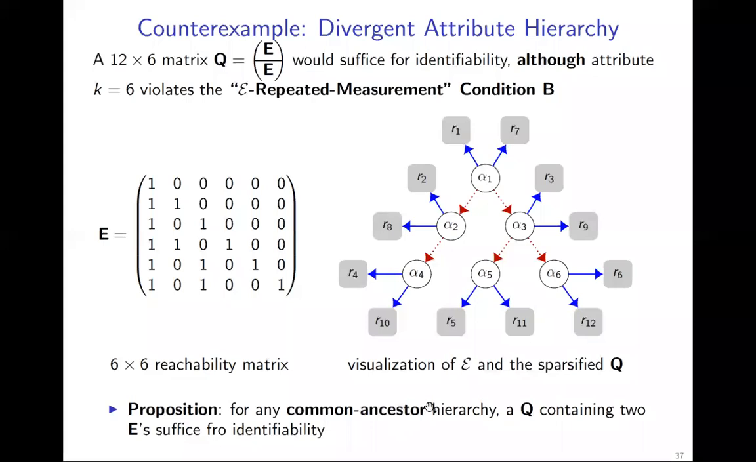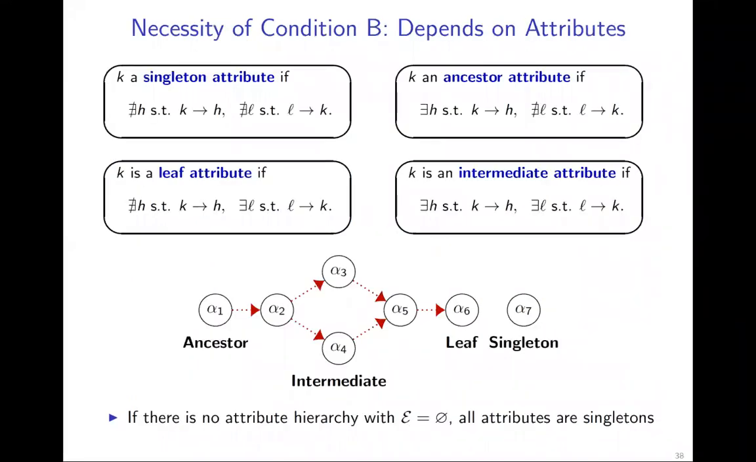A common ancestor hierarchy just means that there exists some attribute that serves as a prerequisite for all the remaining attributes. Indeed, the previous 4 types of attribute hierarchies in Leighton et al. all belong to the common ancestor hierarchy family. So this motivates us to look more closely at the different roles played by different attributes in the graph. And here are the 4 categories of attributes that we introduce.